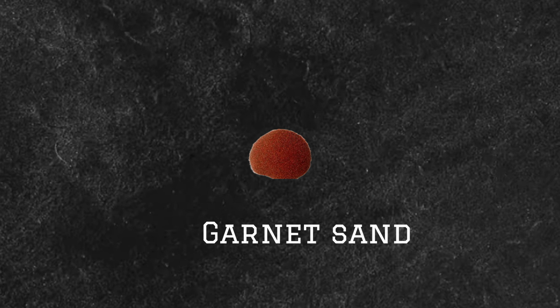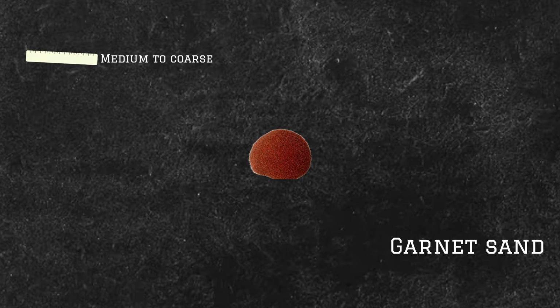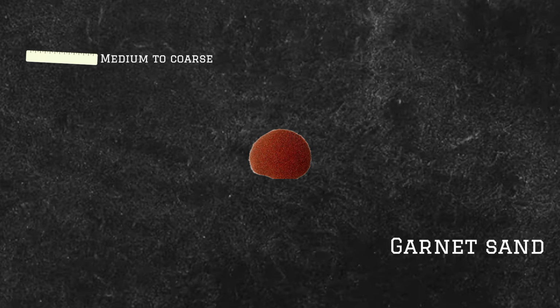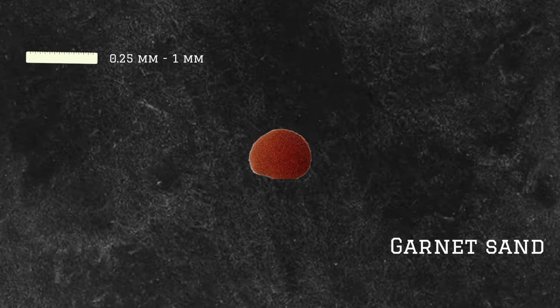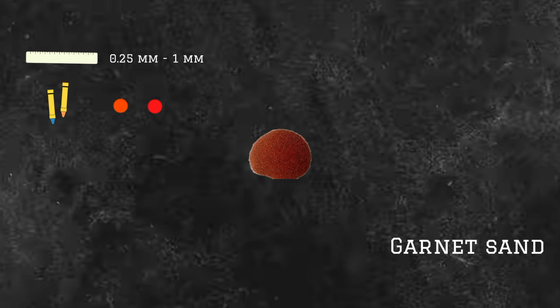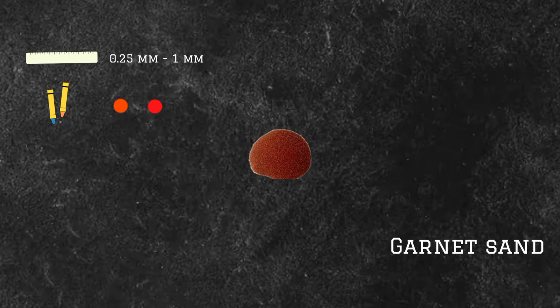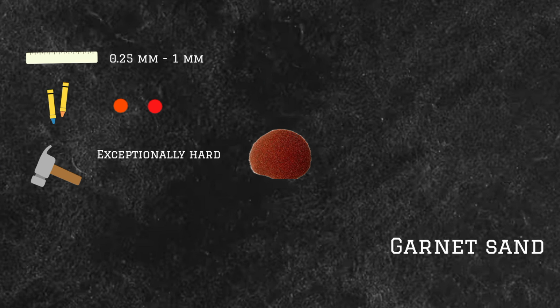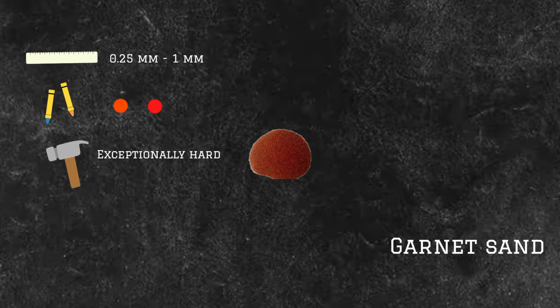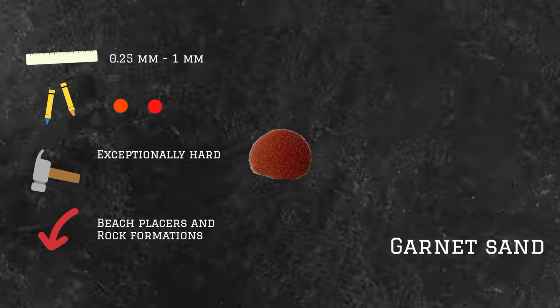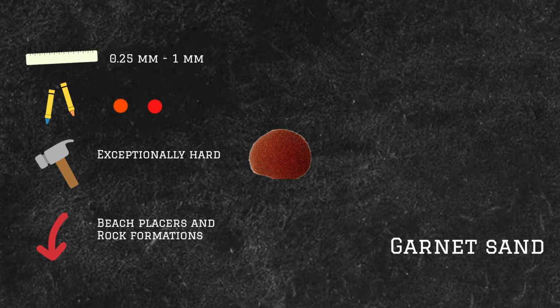Garnet sand. Garnet sand is a distinctive type with a medium to coarse grain size, typically between 0.25 mm and 1 mm. It is known for its reddish-brown or deep red coloration. A significant property is its exceptional hardness, making it a highly abrasive material. It can be found in beach placers and in specific rock formations, such as those in Idaho, USA.